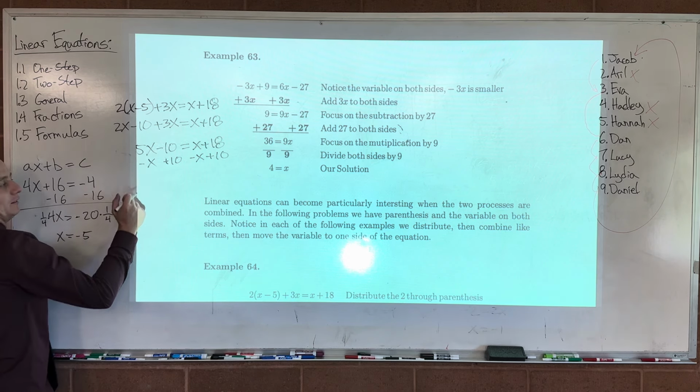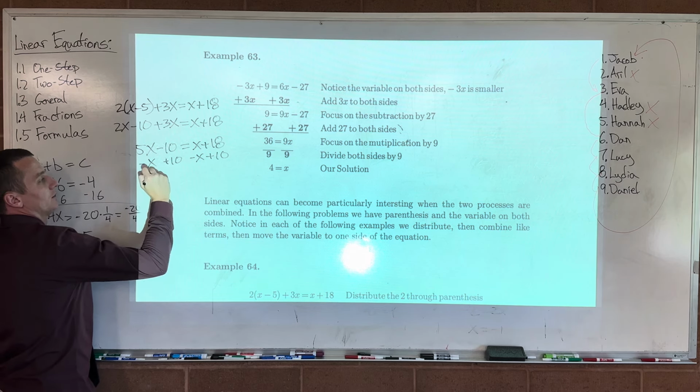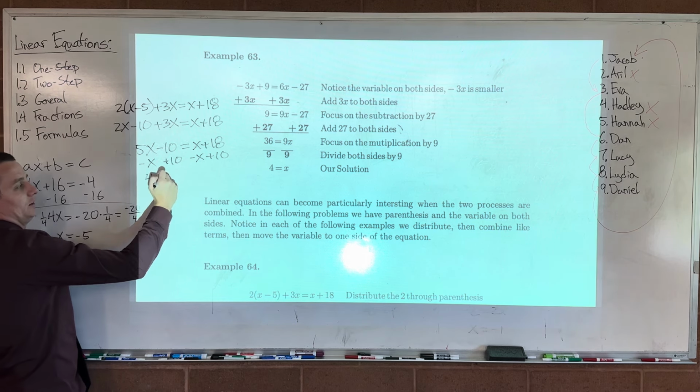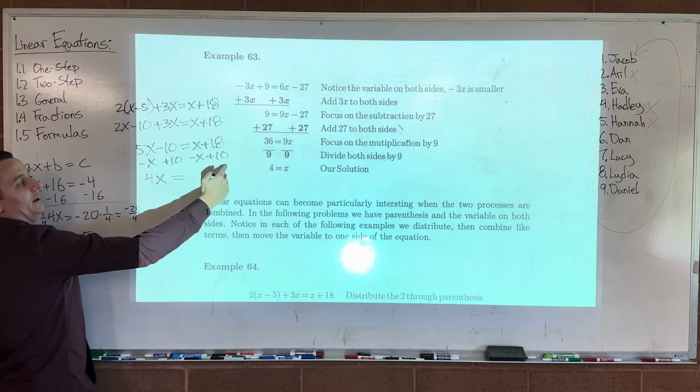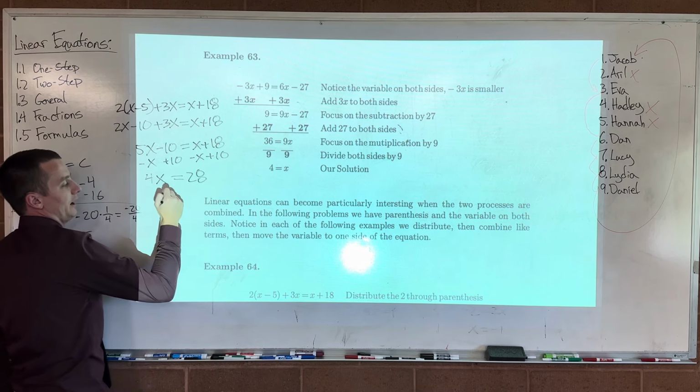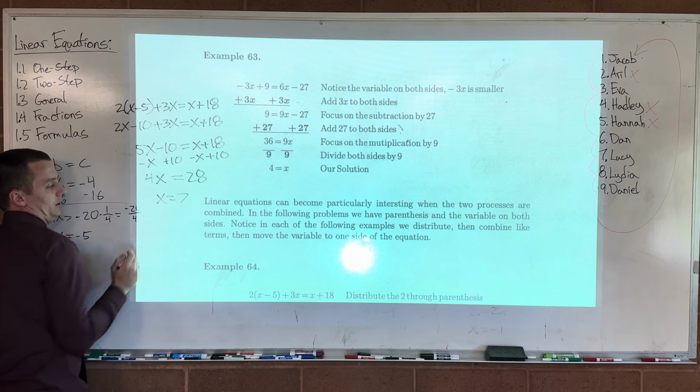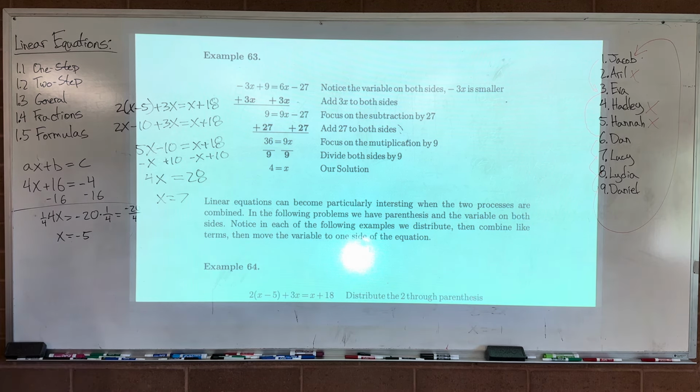So 5x minus x leaves me 4x. Negative 10 and 10 cancel out, leaving me 0. That is equal to x and negative x leaving me 0. 28. Or in other words, x is equal to 7. Great.